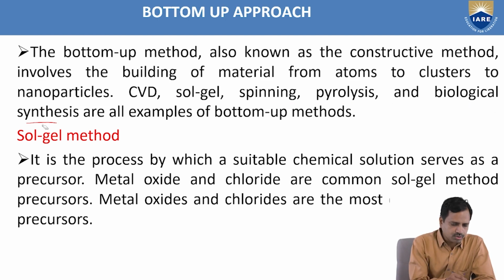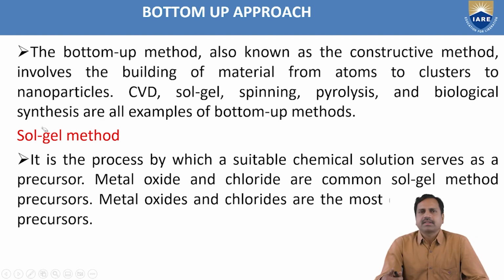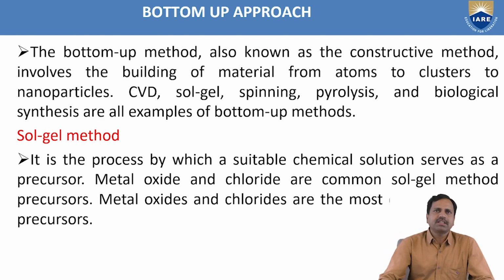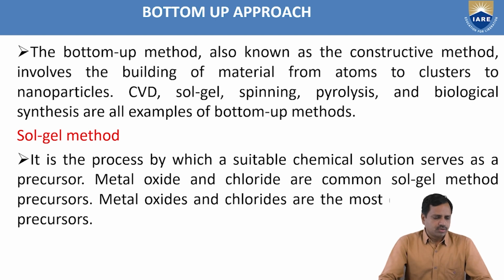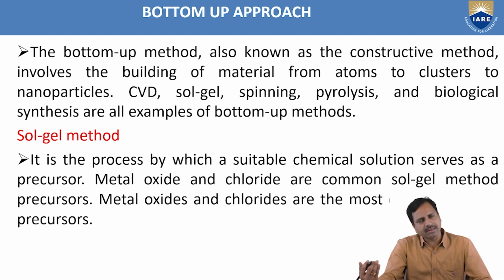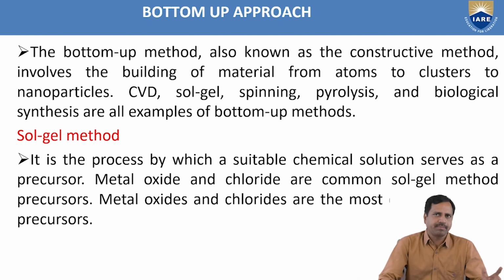Today I'm going to explain what the sol gel method is. The sol gel method is one of the bottom up approaches. It is a process by which a suitable chemical solution serves as a precursor. Precursor means the source of the material or the starting material. Metal oxides and chlorides are common sol gel method precursors. So generally, the source will be a metal oxide, or the metal in chloride form will be taken as a precursor.